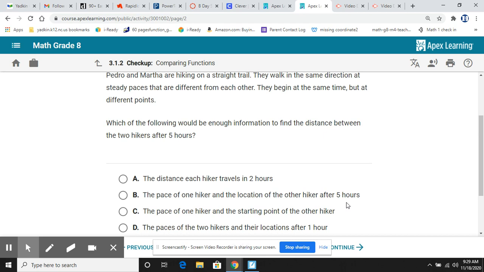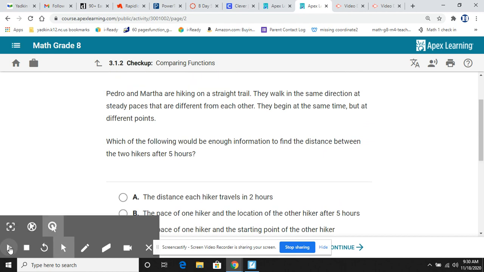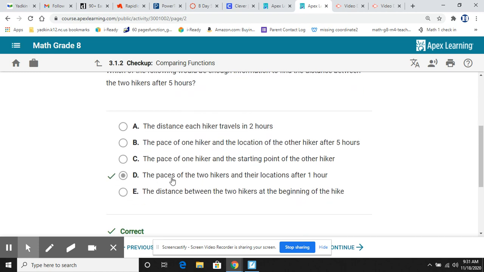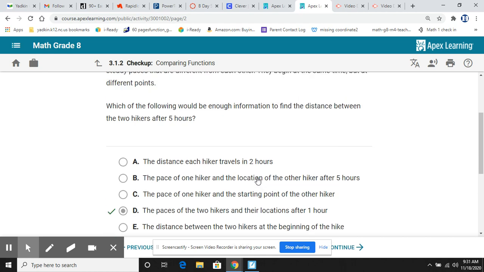Pedro and Martha are hiking on a straight trail. They walk in the same direction at steady paces that are different from each other. They begin at the same time, but at different points. Which of the following would be enough information to find the distance between the two hikers after 5 hours? It's the paces of the two hikers and their locations after 1 hour, because then we can know their rate of change, and that would be enough information to find their distance after 5 hours.